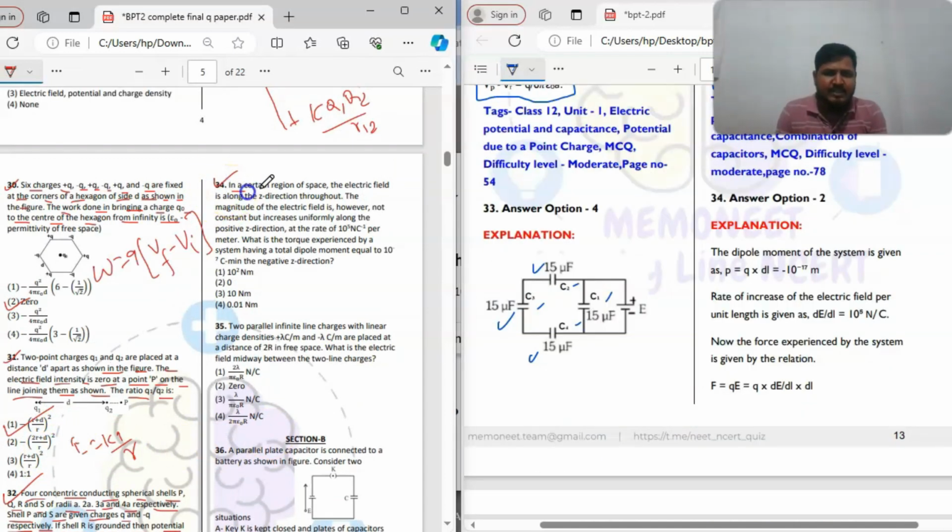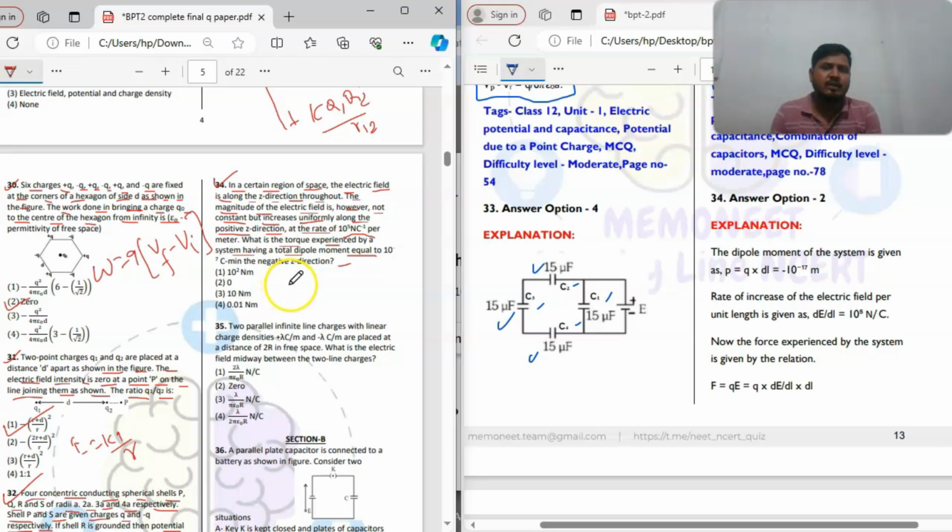The question is that in a certain region of space, the electric field is along the z direction throughout. The magnitude of the electric field is, however, not constant, but increases uniformly along the positive z direction at the rate of 10 to the power 5 Newton per coulomb per meter. What is the torque experienced by the system having a total dipole moment equal to 10 to the power minus 7 coulomb meter in the negative z direction? Here we don't know the angle between the dipole moment and electric field.